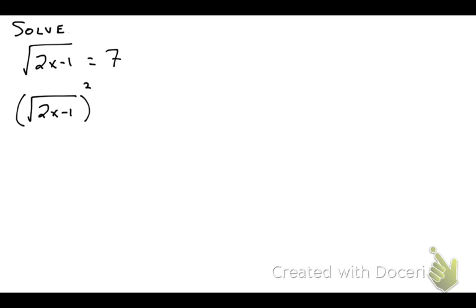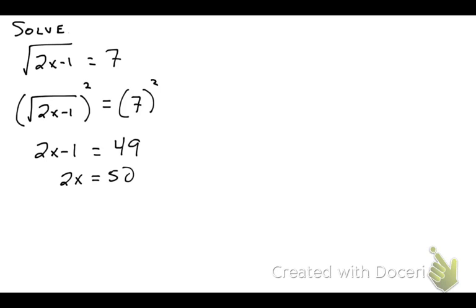So the left side squared must equal the right side squared. Well, if you square a square root, you just get 2x minus 1. When you square 7, you get 49. Now it's just like any other equation you've solved. We just need to add 1 to both sides. So 2x equals 50. And divide both sides by 2, x equals 25. And this appears to be our solution.